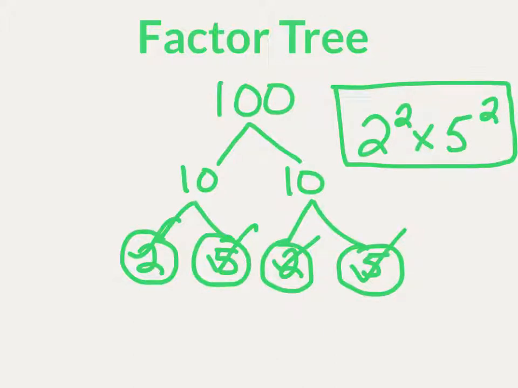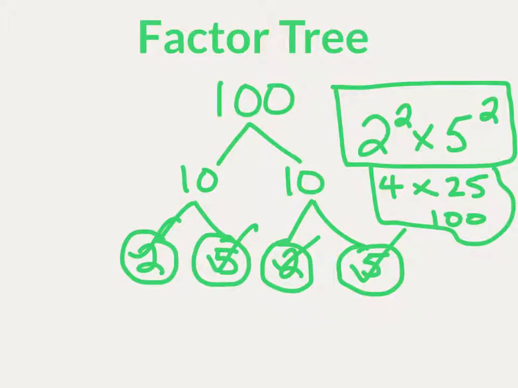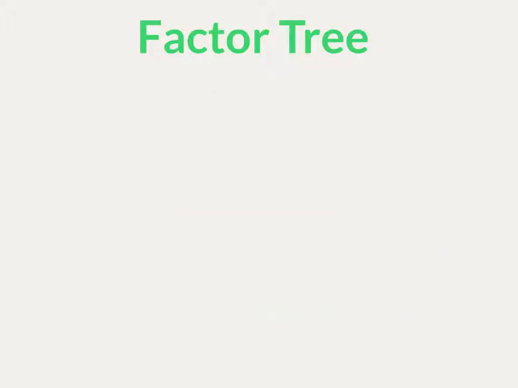And here's how this works. 2 squared, or 2 times 2, is 4, times 5 squared, or 5 times 5, is 25. And we know that 4 times 25 is 100. The prime factorization of the number 100 using a factor tree involves branches until we have only prime factors remaining, which we then write using exponents, so 2 squared times 5 squared is the prime factorization of the number 100.